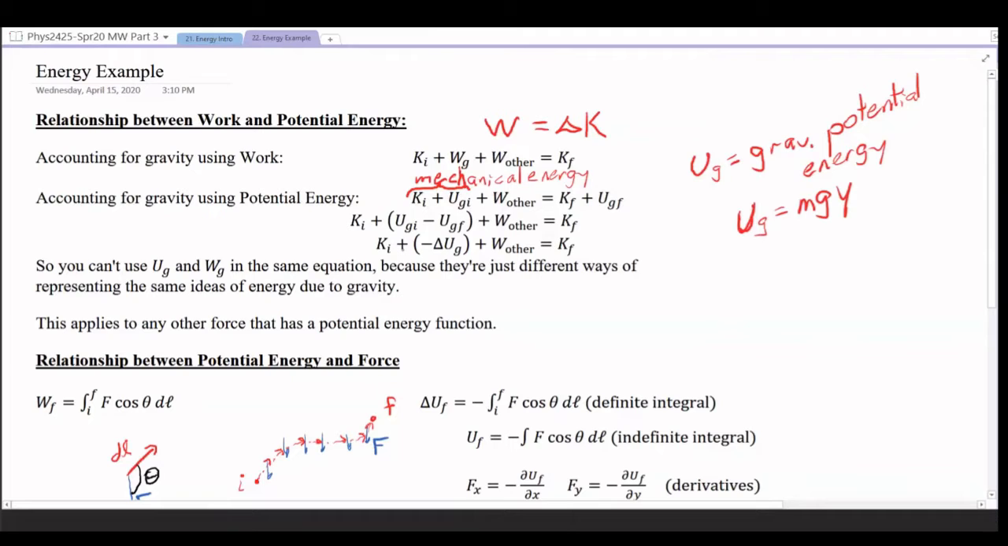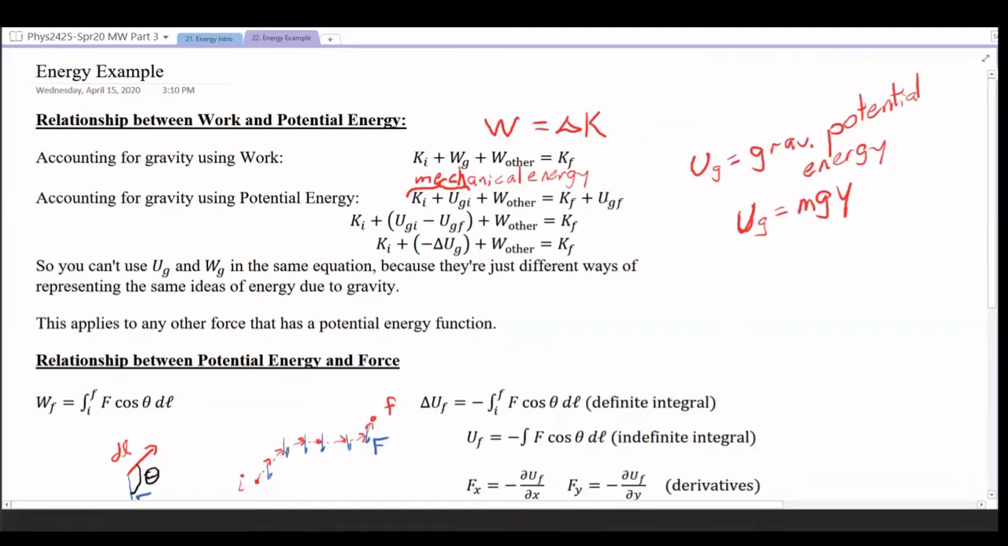And I wanted to show how these really are the same thing. So if you take this equation, I call this the non-conservation of energy because often we talk about conservation of mechanical energy, that is the K plus U value initial is equal to the final. But if you add in some other work, then it's not conserved. You got energy from somewhere else, or you lost energy to somewhere else. So that would be part of the work other.